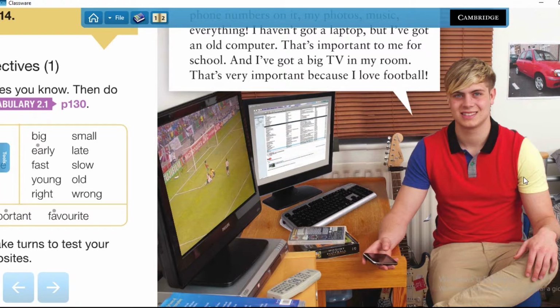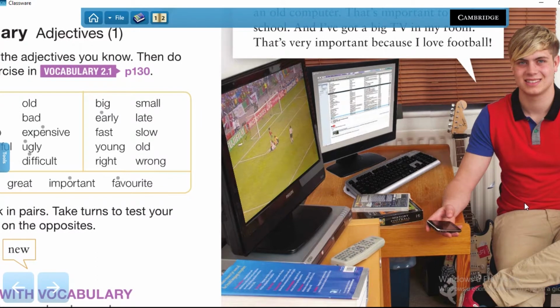He has got, or we say he's got. He's got, and let's use the adjectives. He's got a new mobile phone. He's got a big TV. He's got a big TV in his room.